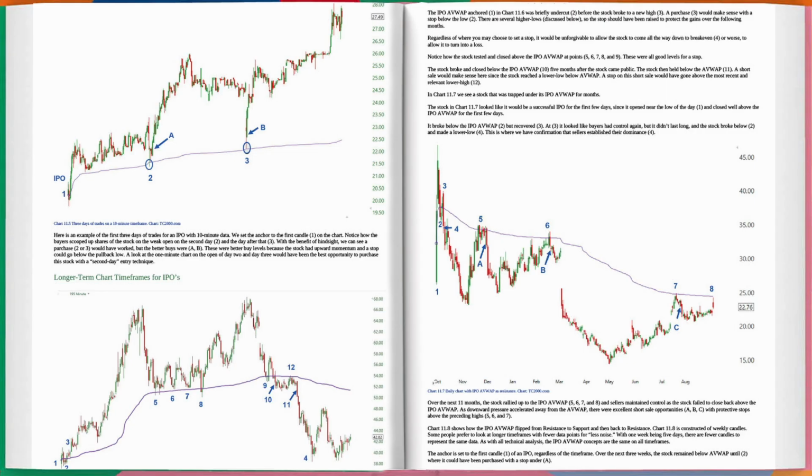Chart 11.8 shows how the IPO AVWAP flipped from resistance to support, and then back to resistance. Chart 11.8 is constructed of weekly candles.